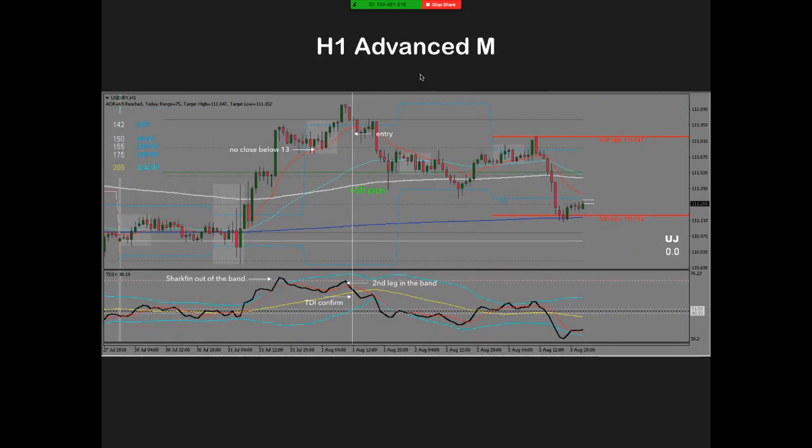Next, we have advanced patterns on the H1s as well. So you can look for these on the H1s. I like looking for advanced patterns on the H1 better because a confirmed M on the M15 usually means that the first leg is completed on the H1. So I like looking for confirmed M's on the M15s. But on the H1s, I can look for the advanced M's and W's because it's a little bit stronger confirmation for me.